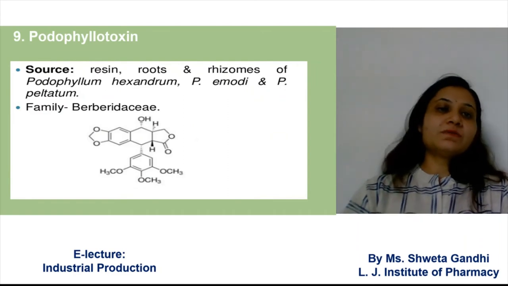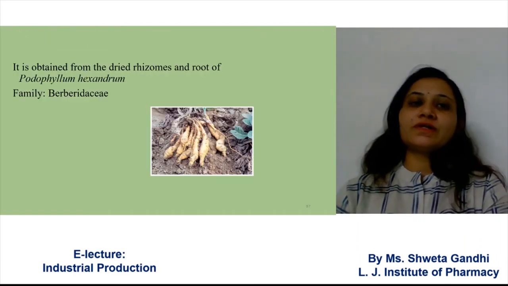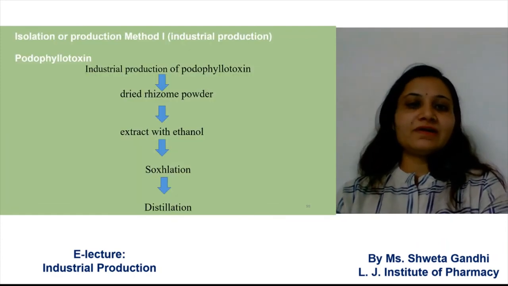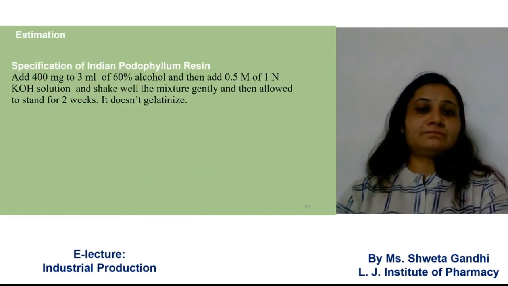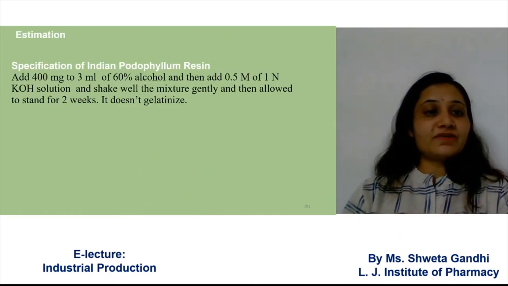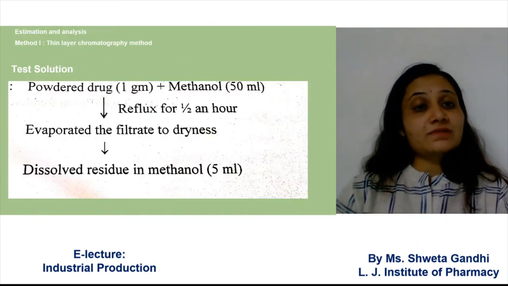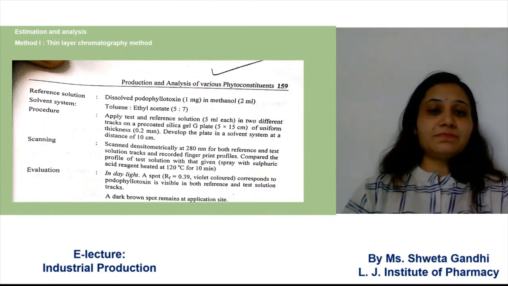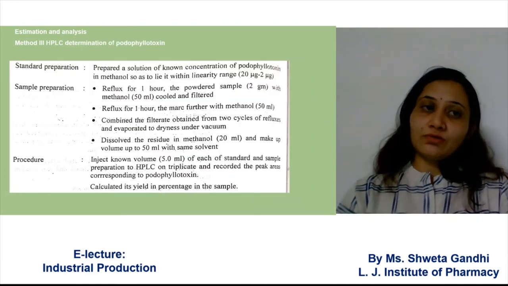Now next comes podophyllotoxin, obtained from Podophyllum hexandrum belonging to family Berberidaceae. This is the structure of podophyllotoxin and the extraction method for it. This is the specification of the podophyllum, and the test shows how to prepare the test solution. Estimation can be done through TLC. Next, different HPLC methods can also be used.